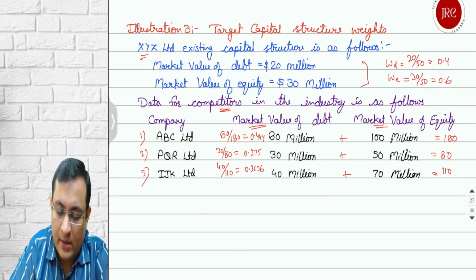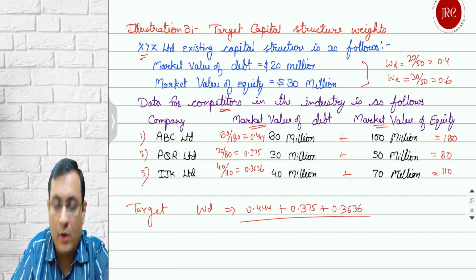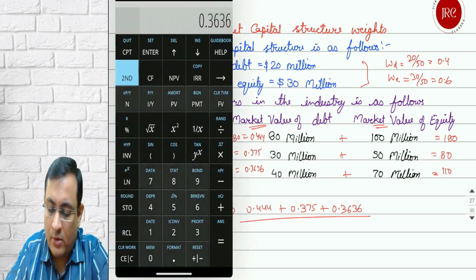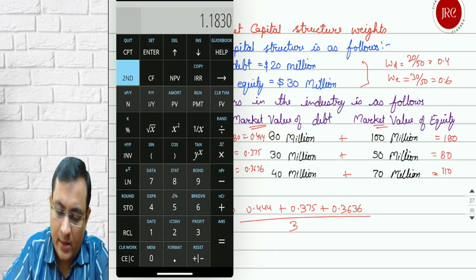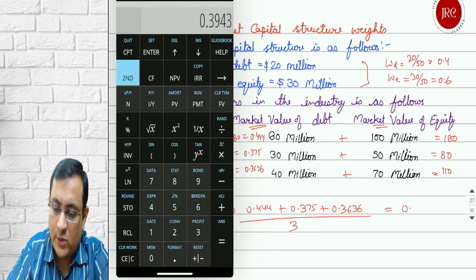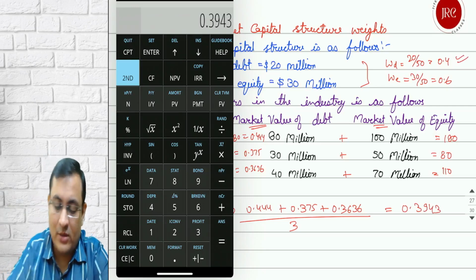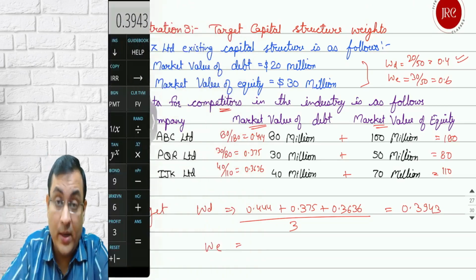What is the target capital structure? Of course, the average of that. So the target weight of debt should equal 0.444 plus 0.375 plus 0.3636, divided by 3. We are assuming that these three competitors are immediate competitors of our firm and their risk factors are exactly equal to our firm in question. So our target weight is 0.3943, and our company's weight is, by chance, almost equal to the target weight. By chance, this may not be true.